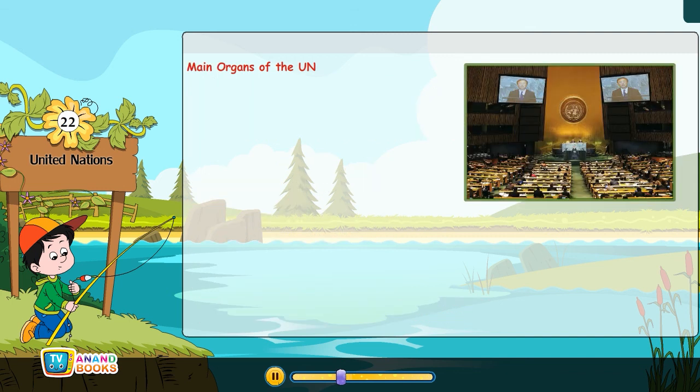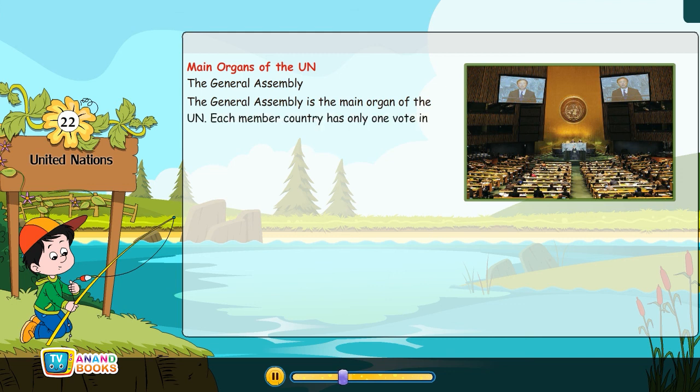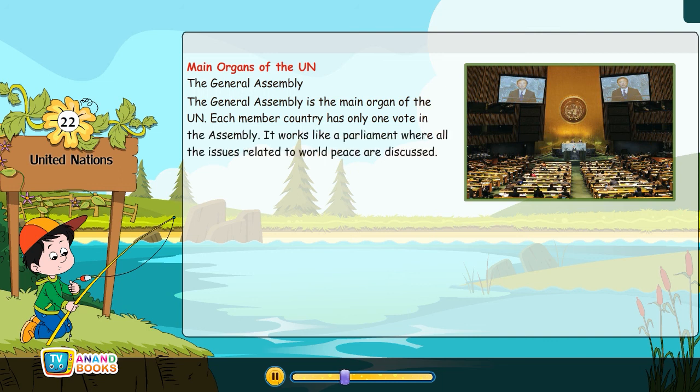Main organs of the UN. The General Assembly. The General Assembly is the main organ of the UN. Each member country has only one vote in the assembly. It works like a parliament where all the issues related to world peace are discussed. The General Assembly meets once in a year between September and December.